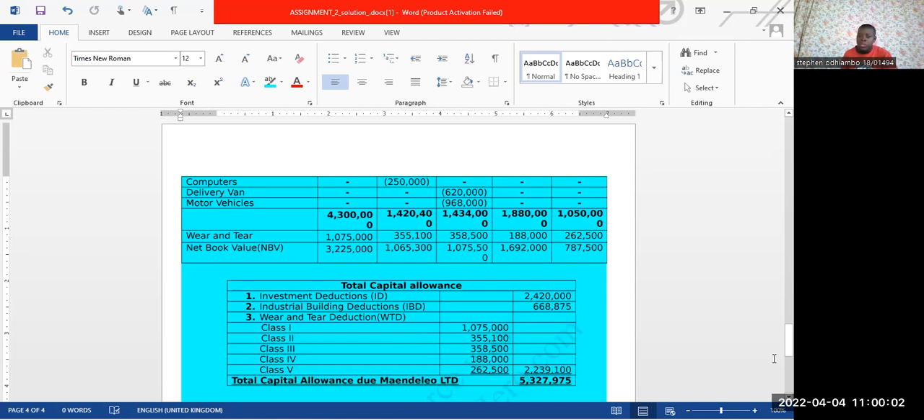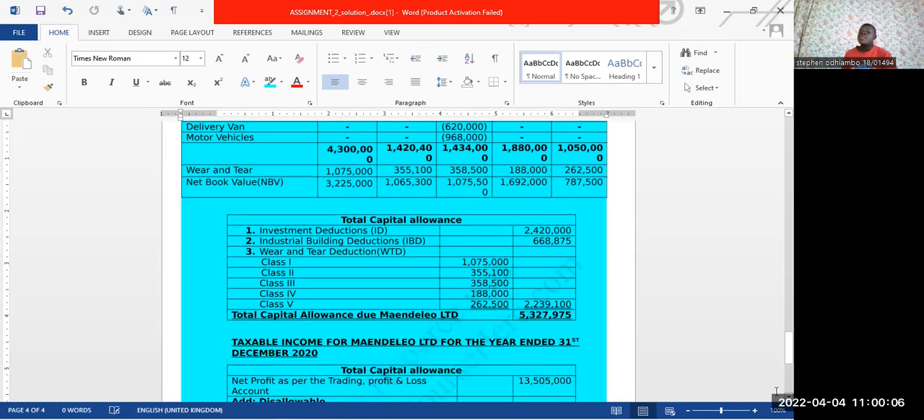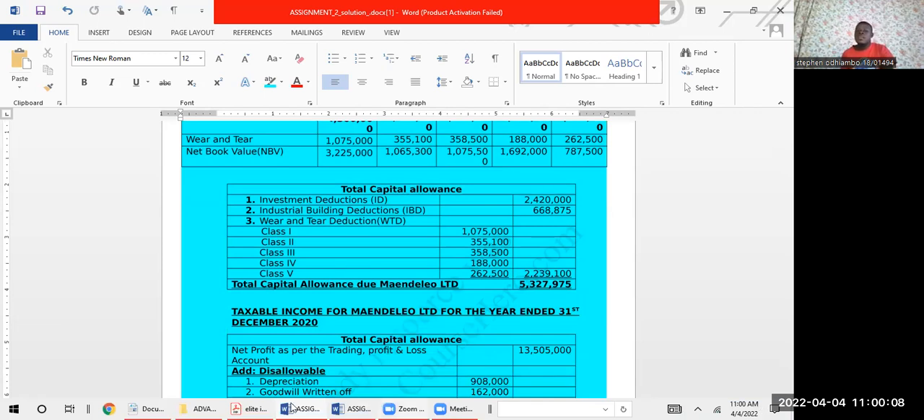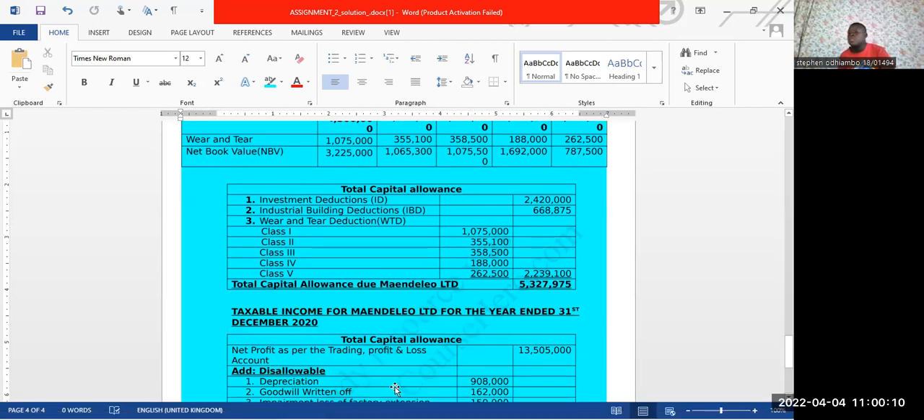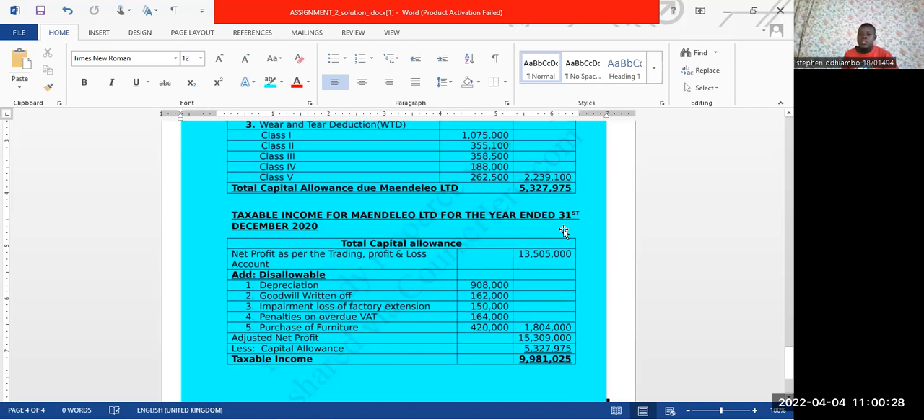Remember, these are total capital allowances. So how do we generate the taxable income for Maendeleo Limited? And that one was required in the assignment. For those who reach here well and good, you are not going to get the marks for this. But for those who scored good with you, keep it up. So for you to get taxable income for Maendeleo Limited, you are supposed to, that is taxable income.